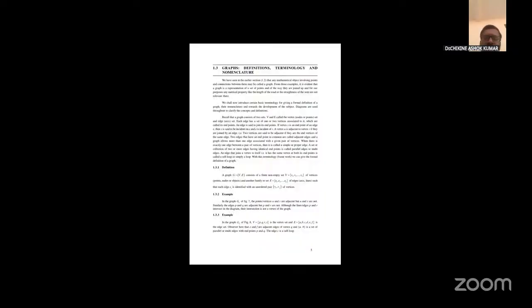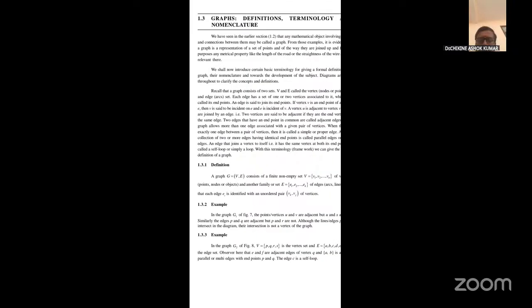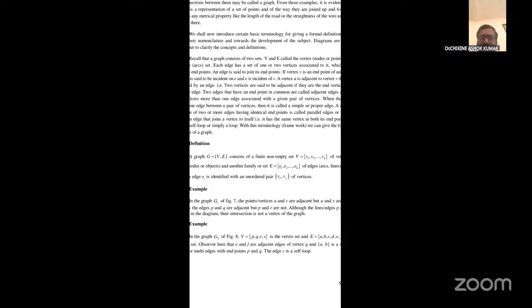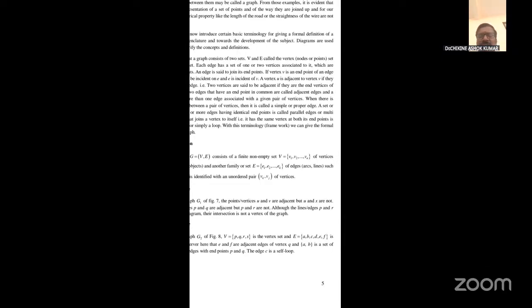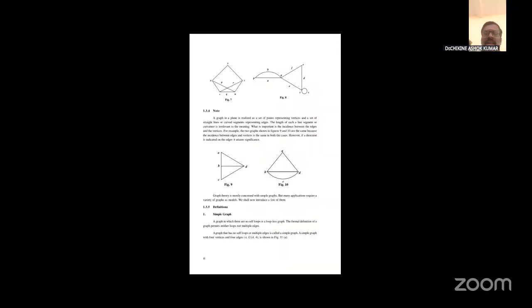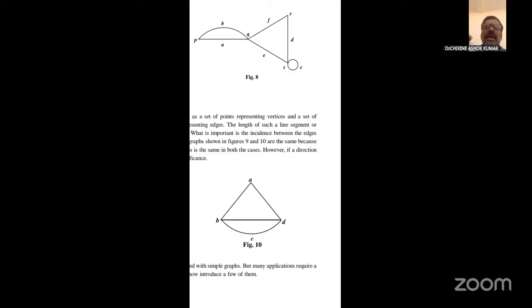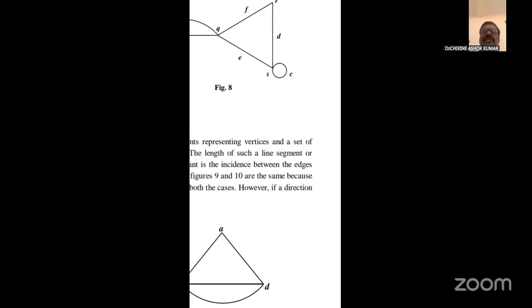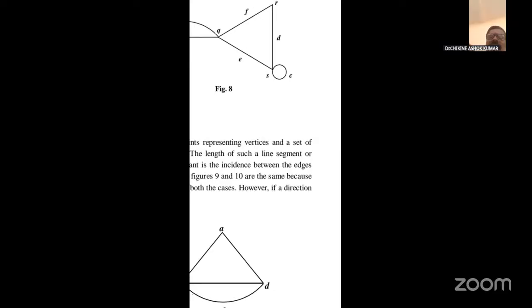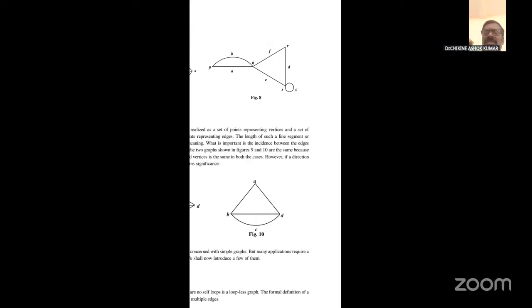So the vertex set is V equals P, Q, R, S, and the edge set is E equals A, B, C, D, E, F. C is also there. Why? Because it is a loop. Starting and ending points coincide. I will discuss that definition later. This circle C is connected from S to S itself. That kind of edge is called a loop.